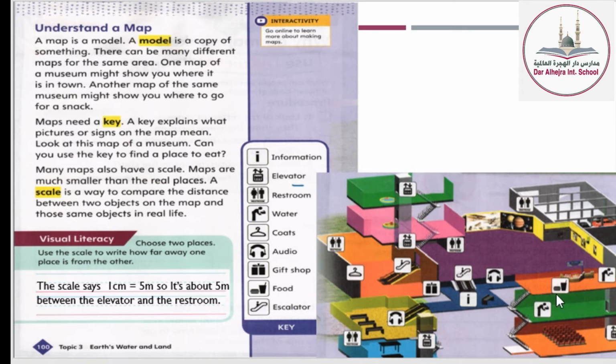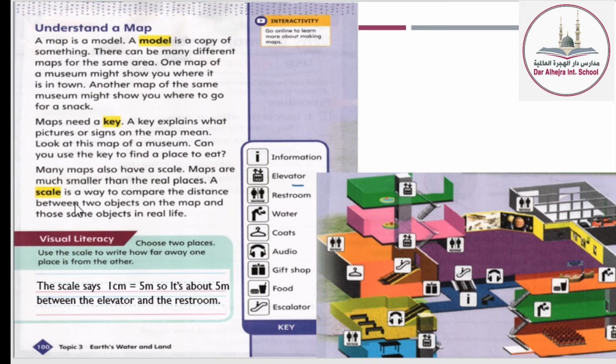For example, the I here refers to information. This symbol refers to the elevator. So the symbols shown in the map are explained in the map key, to know what these places refer to. Maps have different models. Each model is a copy of some place that is in real life, and one place can have many different models of maps.